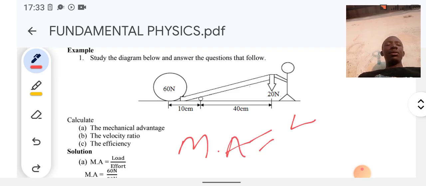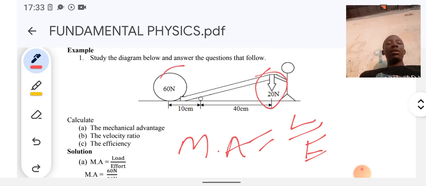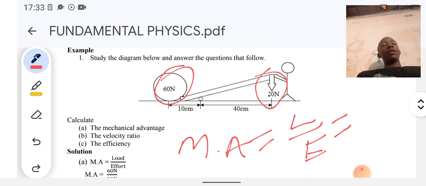Then you need to find the velocity ratio. To find the velocity ratio, we need to know the distance from where the force is applied to the pivot, and the distance from the load to the pivot. Looking at the diagram, this one is the distance moved by the effort, and this one is the distance moved by the load. So you divide 40 by 10, which gives us 4 as your VR. Then the next question asks us to find the efficiency. You simply divide the mechanical advantage, which is 3, by 4, then multiply by 100%. That's how you find your efficiency.